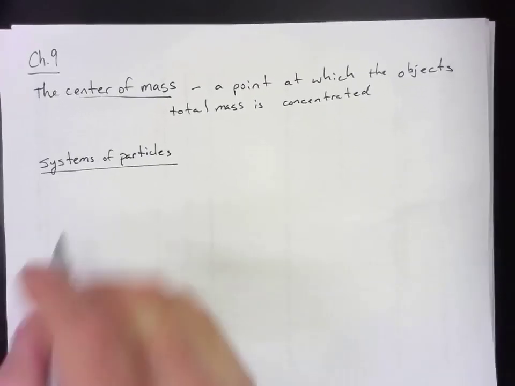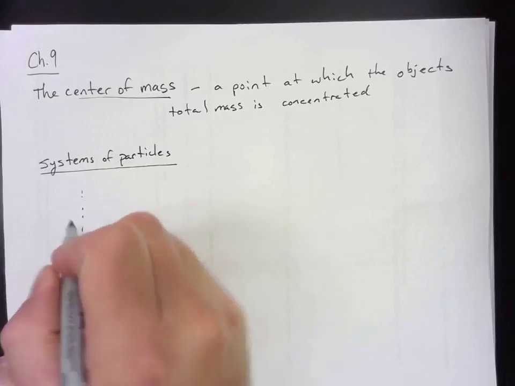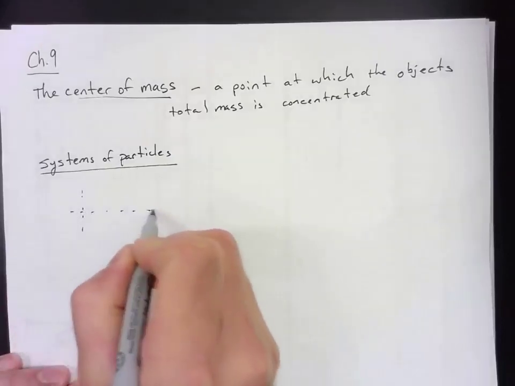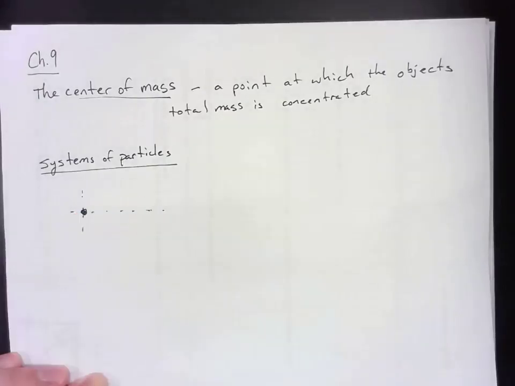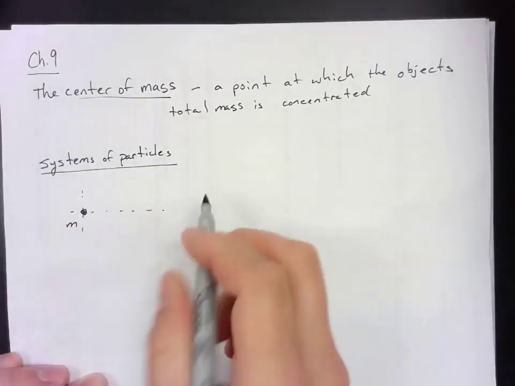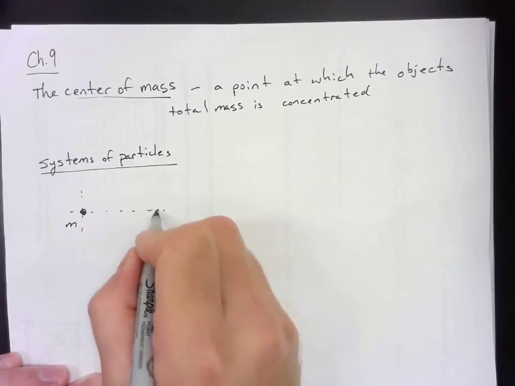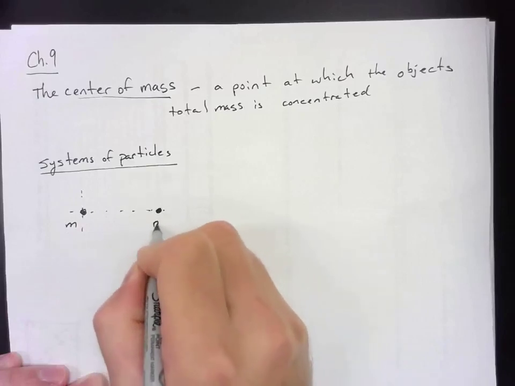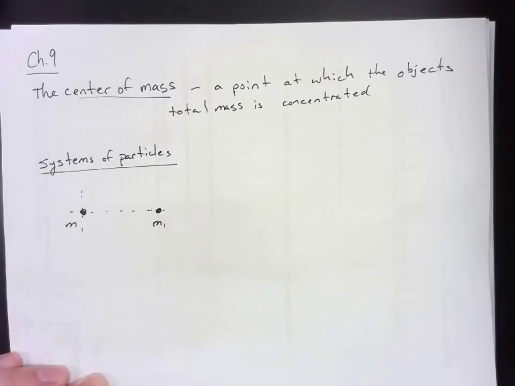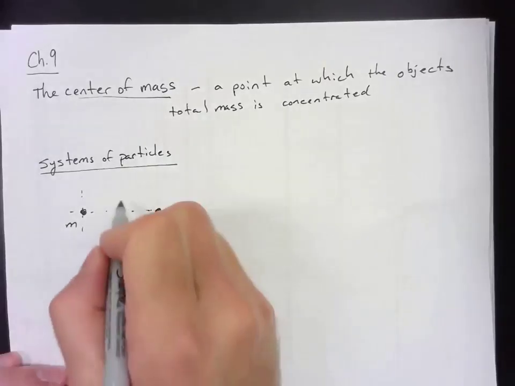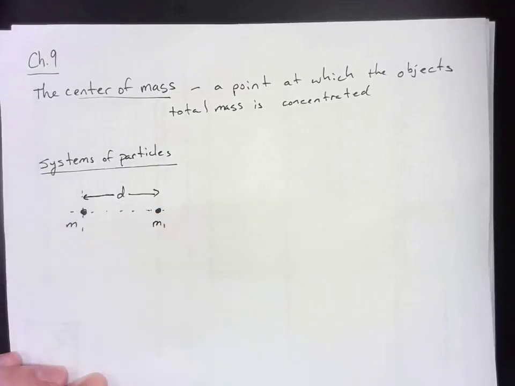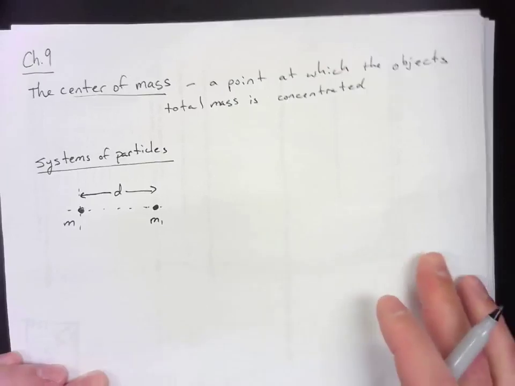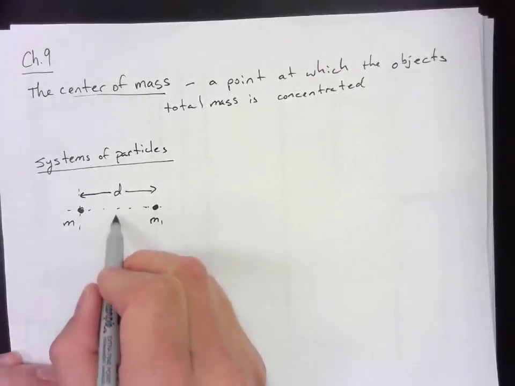So the idea here is if we looked at an origin, like an XY axis, and we have one mass located here, and then we have another mass located here that is equal to the mass here, and they are separated by some distance, I think we may be able to reason out that the center of mass is located in the middle.